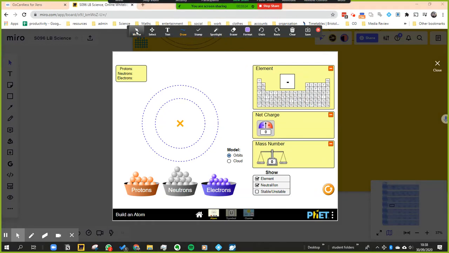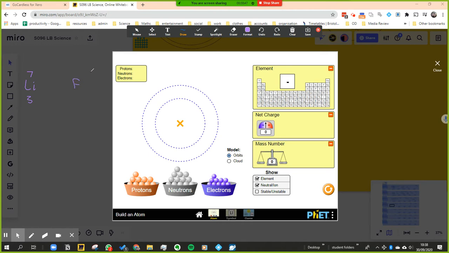Okay, so earlier on we used this simulator to make a lithium atom, which has a mass number of 7 and atomic number 3. These numbers can be switched around. Some periodic tables have it one way, some periodic tables have it another way.